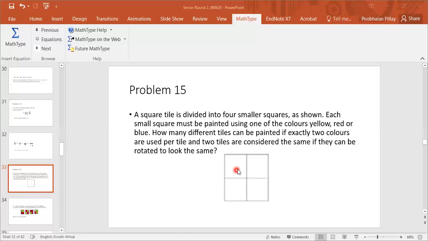So if I've got 2 colors, I can have red and yellow, yellow and red, or whatever it is. And you want to know how many different ways you can paint it. Now, by different, it means that no matter if I rotate the tile, it mustn't come back to the same thing. So let's have a look at this problem. You are using 2 colors to paint these 4 squares. Let's see how many ways you can do that.